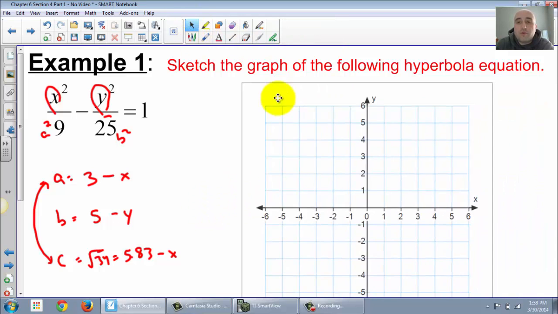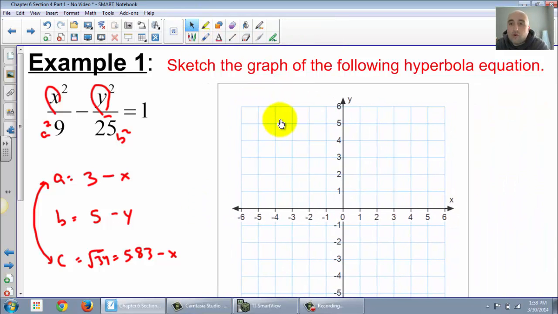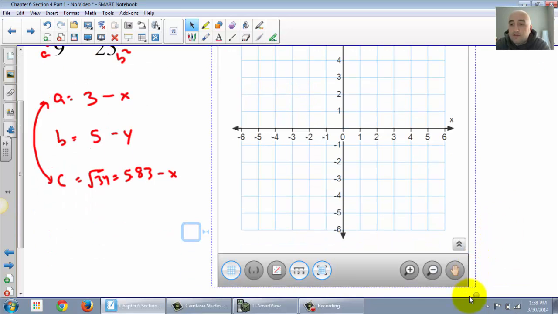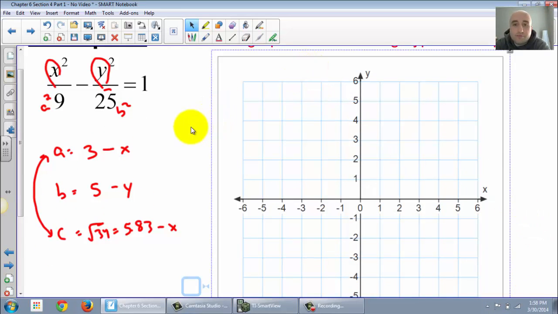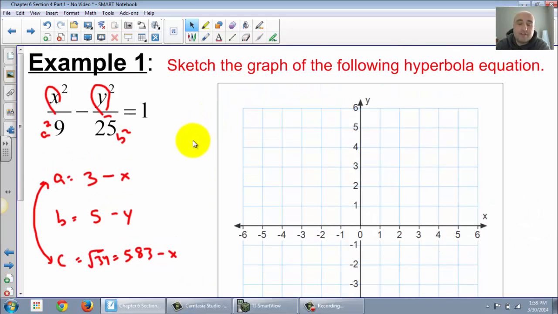All right, so this is what we're going to do. We are now going to graph this hyperbola. All right, so we do this basically. Now this is a little bit different. It's very similar, but it's also very different at the same time.